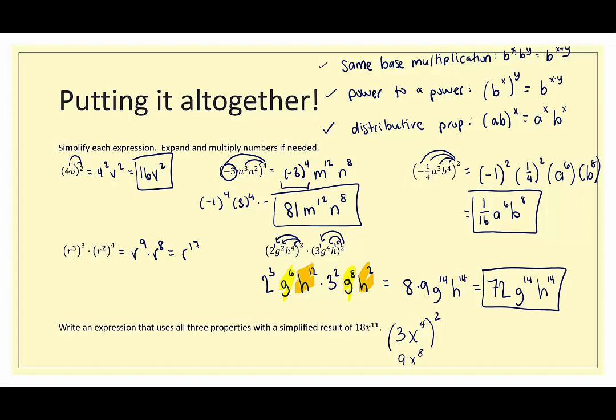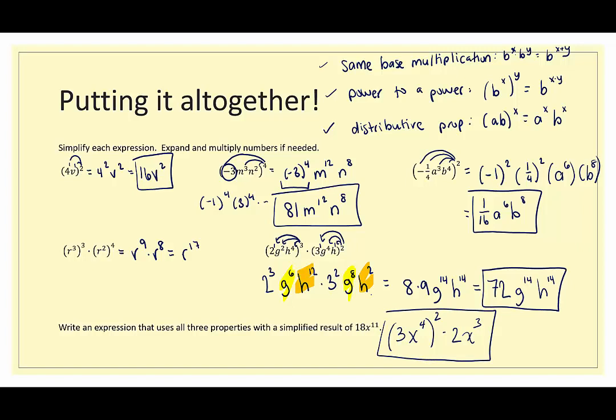And then what else do I need? So I've taken care of the distributive property and power to a power. I have 9, I need another factor of 2. I have 8 of the 11 x's, and then I could just multiply by x cubed. So this would be one option. There are infinitely many that would multiply to create an answer of 18x to the 11th.